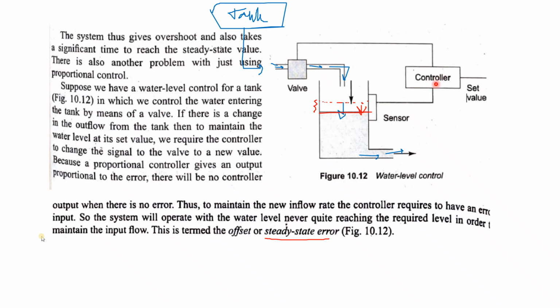So the system will now realize that yes, there is no error. So the controller will not take any more action to increase the water flow. Why will it not increase? Because the water flowing is remaining the same. Suppose here also 3 liters per minute of water is going out, then the controller is also putting in 3 liters per minute of water.